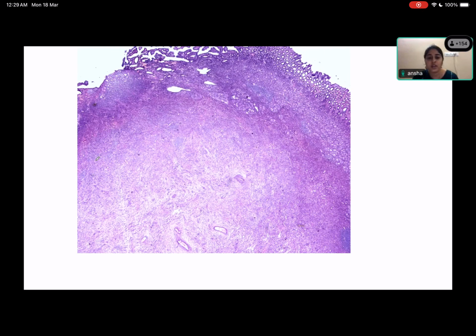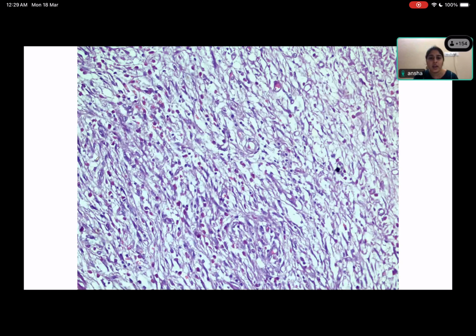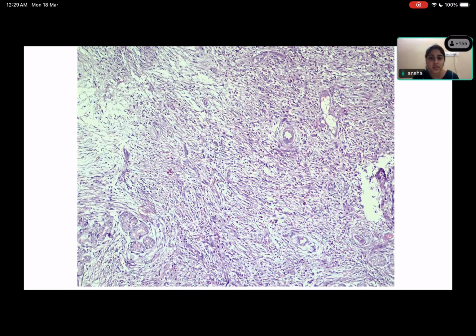And in the higher power, there was seen whirling of the fibroblasts around the blood vessels. Very good. And also seen were inflammatory infiltrates predominantly composed of eosinophils. Correct. Very good. So, what do you think this is? Fibroid polyp, inflammatory fibroid polyp. Inflammatory fibroid polyp, ma'am.